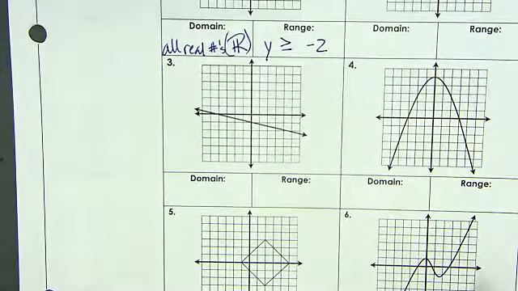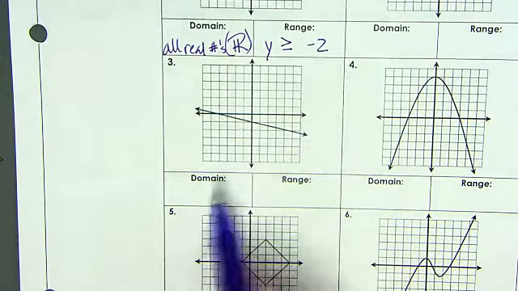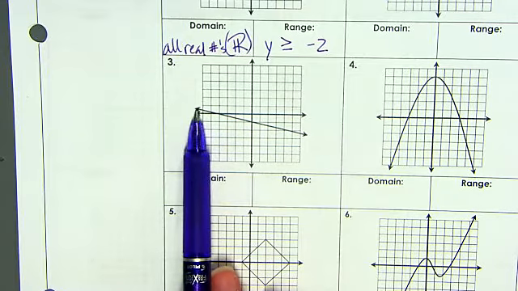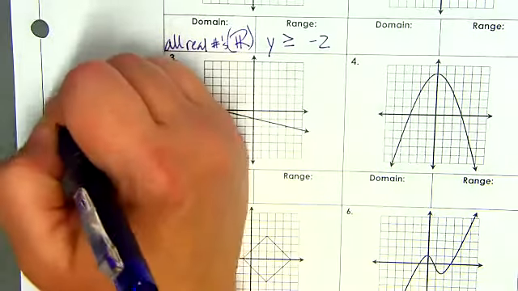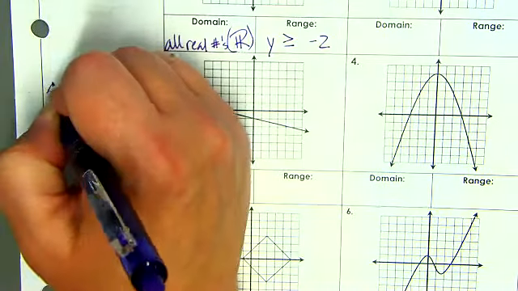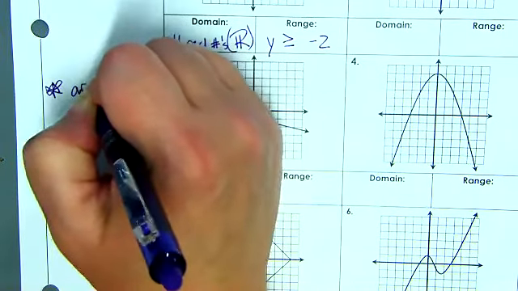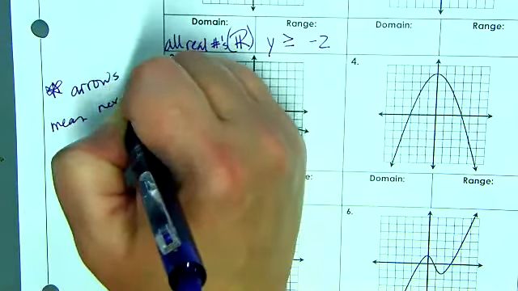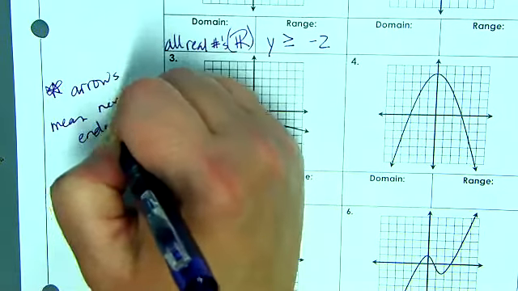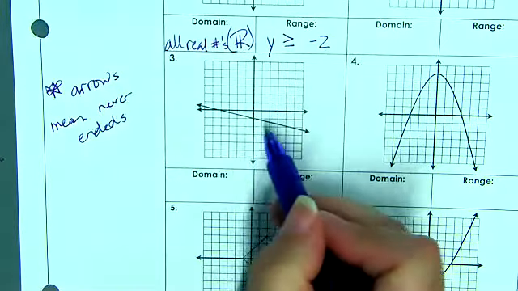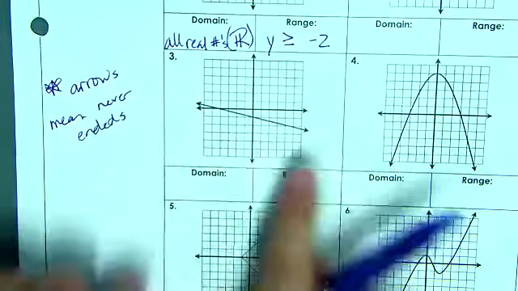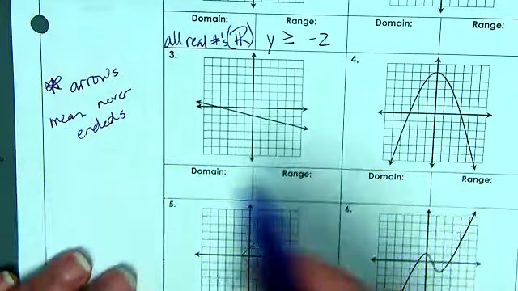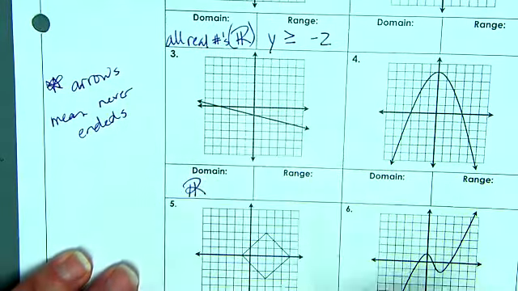With this one, first I'm looking at the domain. So I'm looking at it going left and right. Because it's got this arrow, arrows mean never ends. So it's never going to stop going in this direction, and it's never going to stop going in this direction. So it's always going out. So this is, again, all real numbers.